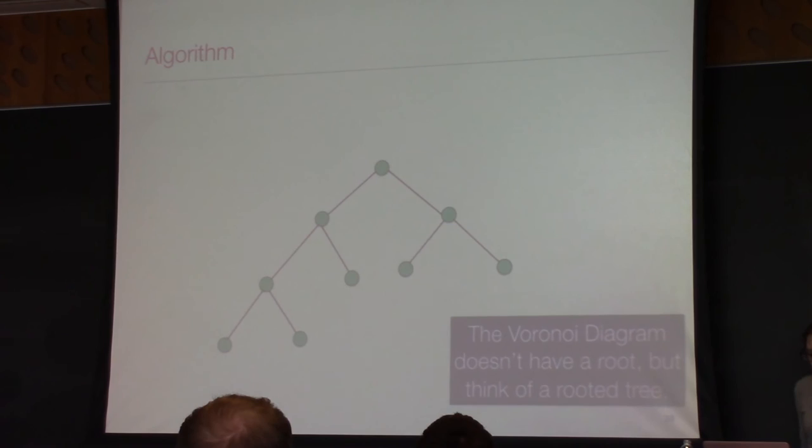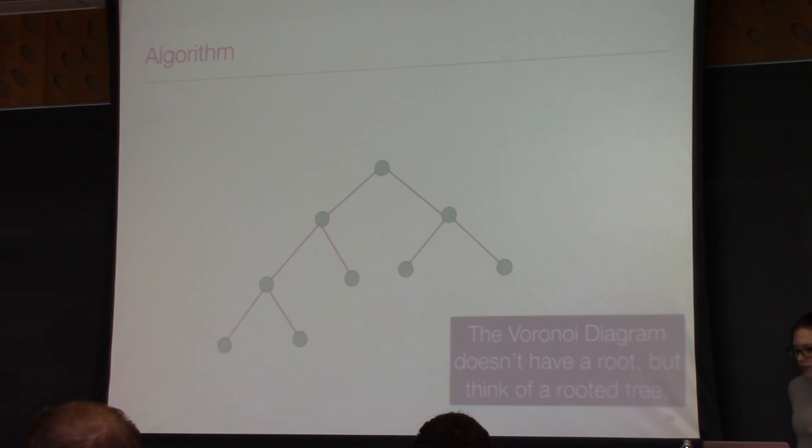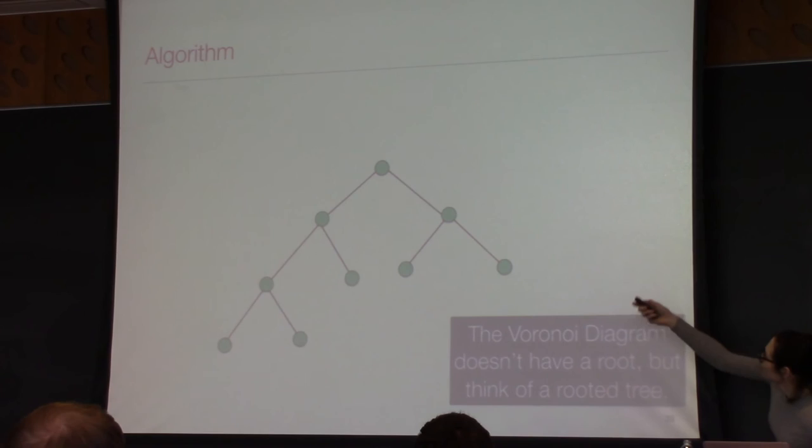From now on, I'm not going to really think about the positions of the points so much, just think about trees. The Voronoi diagram doesn't really have a root, per se, but it is easier to think about a rooted tree because the operations we perform for maintaining the tree do assume that there is a root. And it will change with the insertion of points. Also, there probably should be a little edge coming off of the top of the root to make it regular, but we don't worry about that so much.